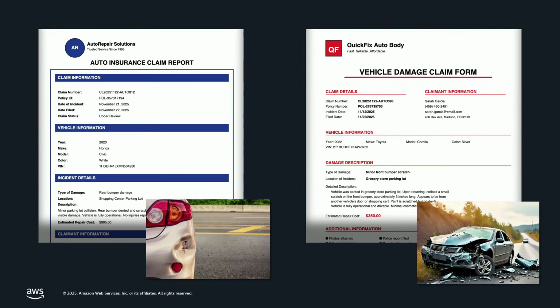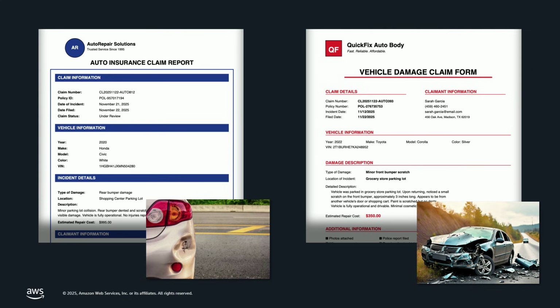So I have two sample claim files. On my left, I have a claims record that shows a car that was damaged in a parking lot. We have a rear bumper damage that happened in a parking lot, and the estimated cost to repair it is $995, if I'm not mistaken. And if you look at the image, this is very consistent with what we see.